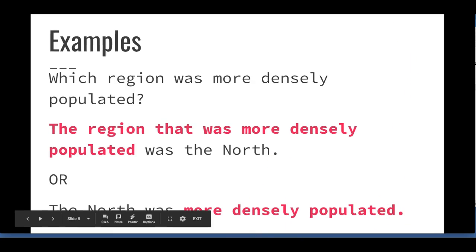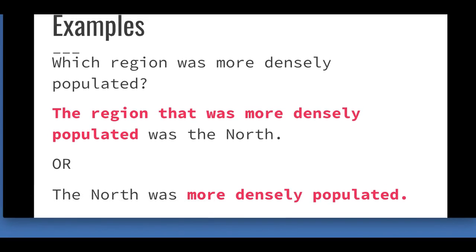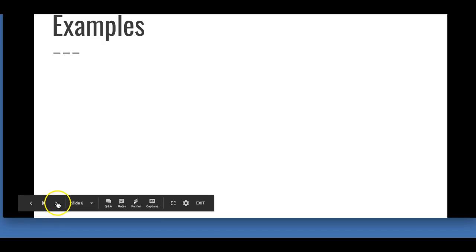Let me see if I can move this up just a tad, guys. Oh, there we go. So at the bottom, you will see that the part of the question is at the end of the sentence. So the north is the answer, and then you can say was more densely populated. All right.